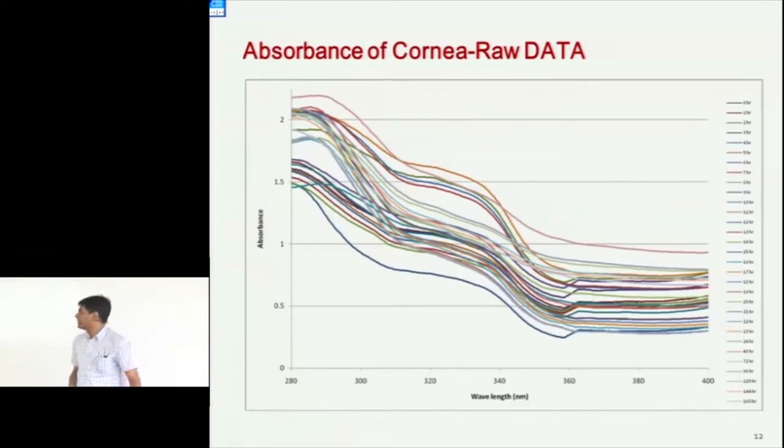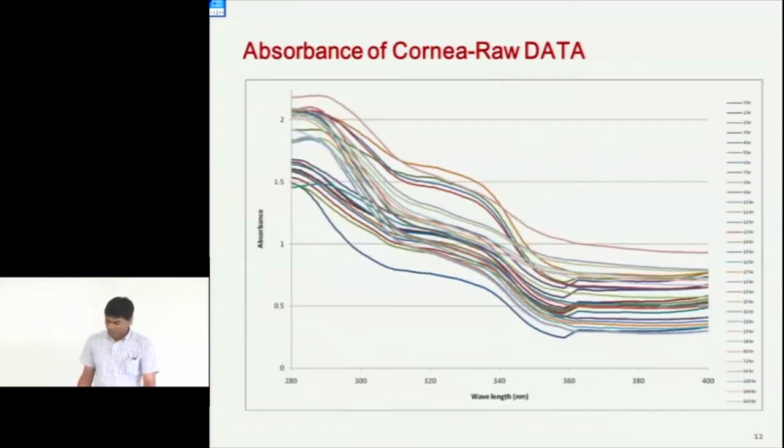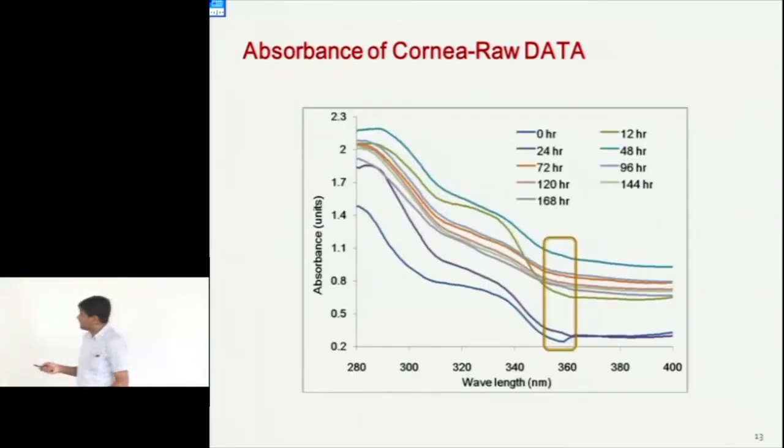Absorption of raw cornea. I think it is not readable. But we can see the 0 hour, 12 hour, 24 hour, 48 hour, 72 hour, and 96 hour. We see that there is a small absorption at 358.5 nanometer. After some time, this disappeared. But why, I don't know. I need to read more about this.